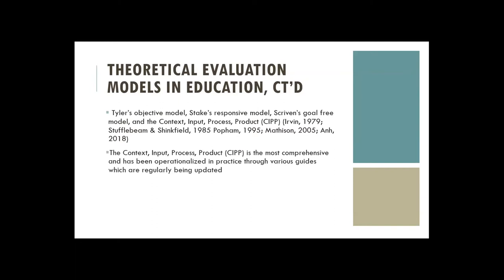Then the CIPP model, which I'll go into in a little more detail here, is a bit more comprehensive than the three that I've just described. It has been operationalized in practice through various guides, and these are regularly being updated. It is useful for both formative and summative evaluation. Formative is when you are just starting out the intervention, looking at how you can improve that offering. Summative mostly speaks to accountability for the stakeholders involved in the project, and it's usually conducted right at the end of the evaluation itself.